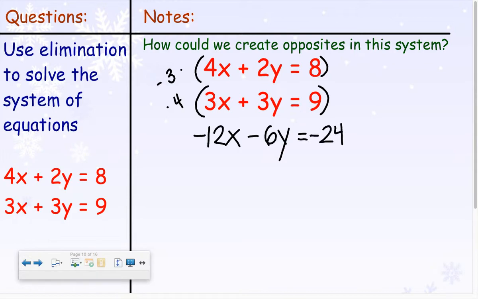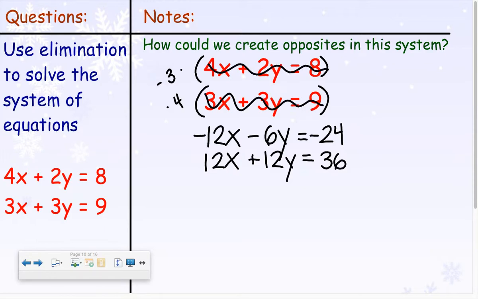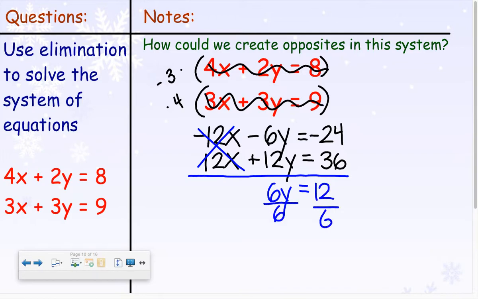Then if I do the next one, I have 4 times 3 is 12. 9 times 4 is 36. So now if I cross these off, let's look at our two new equations. Did I make opposites? Yes, I did. Negative 12 and 12. So then negative 6 and 12 make 6y. Negative 24 and 36 make 12. Divide both sides by 6, and I have y equals 2.